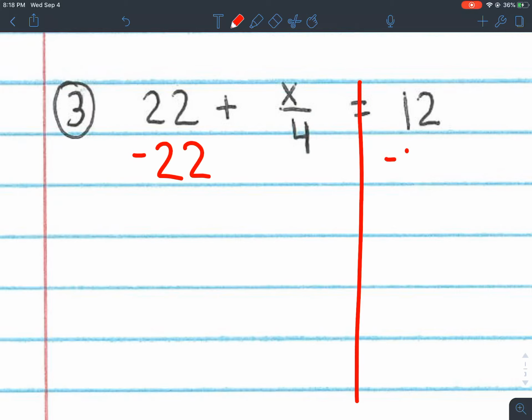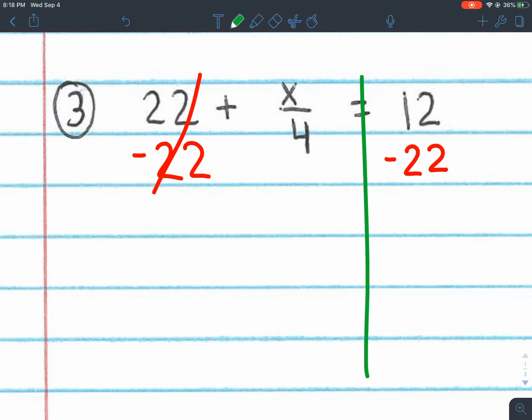Oops, I drew that wall there. So subtract 22 from both sides. That 22 cancels. And then what do I have? All I have left on that side now is, I'm so sorry, I'm switching colors, x over 4 equals negative 10, because 12 minus 22 is negative 10.